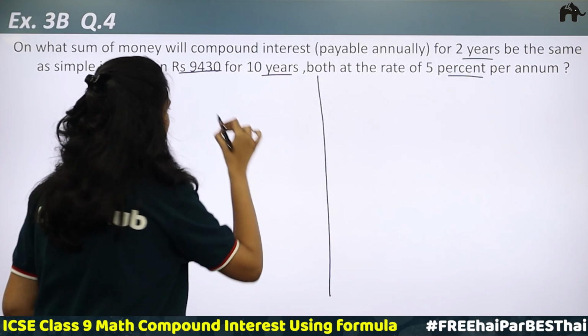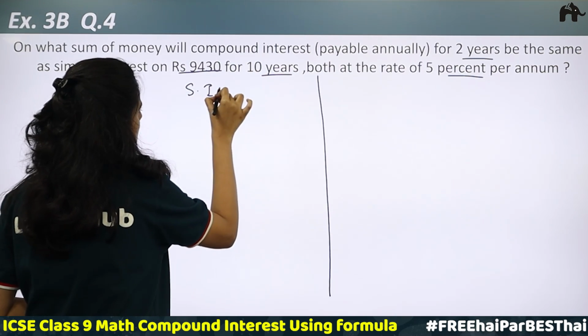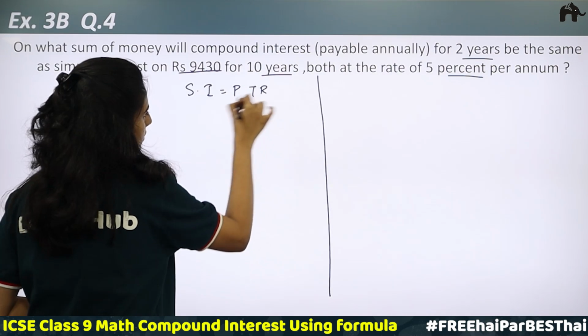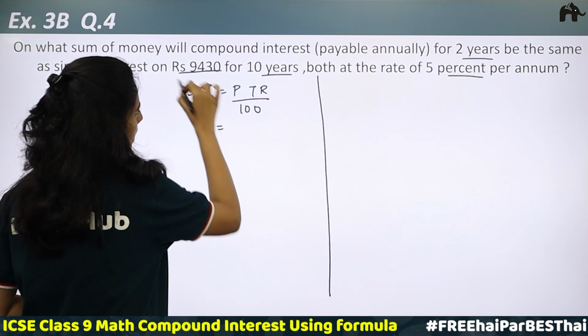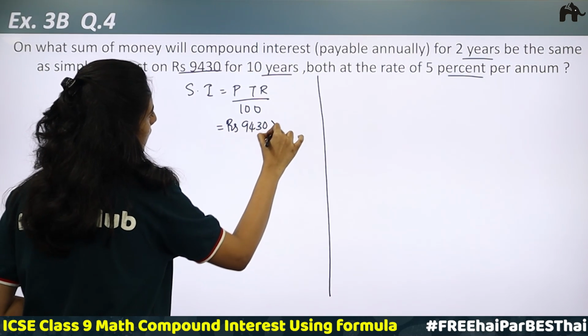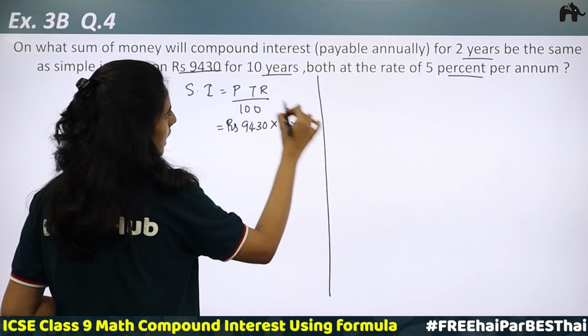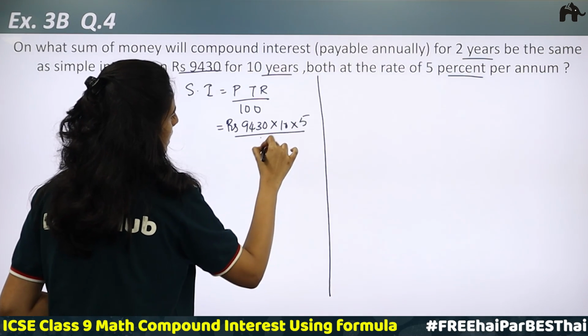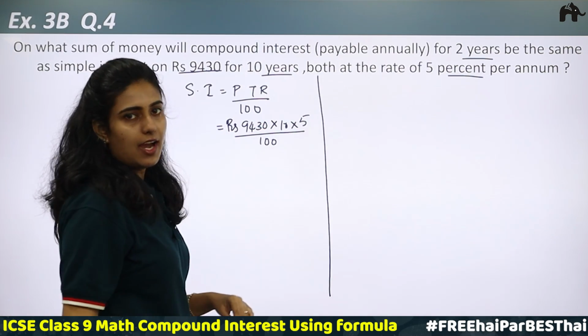So here the simple interest is equal to PTR divided by 100. Substituting the values, P is rupees 9430 times 10 years, rate of interest 5% divided by 100.